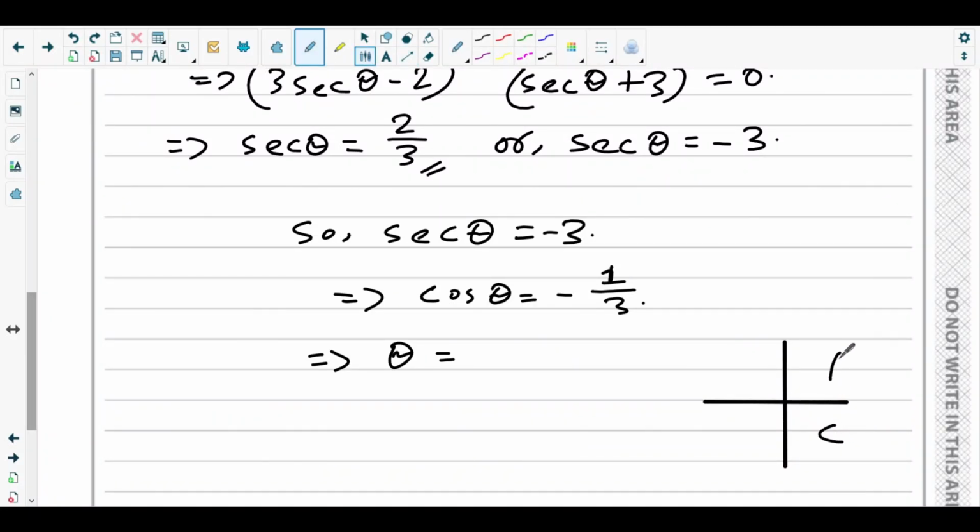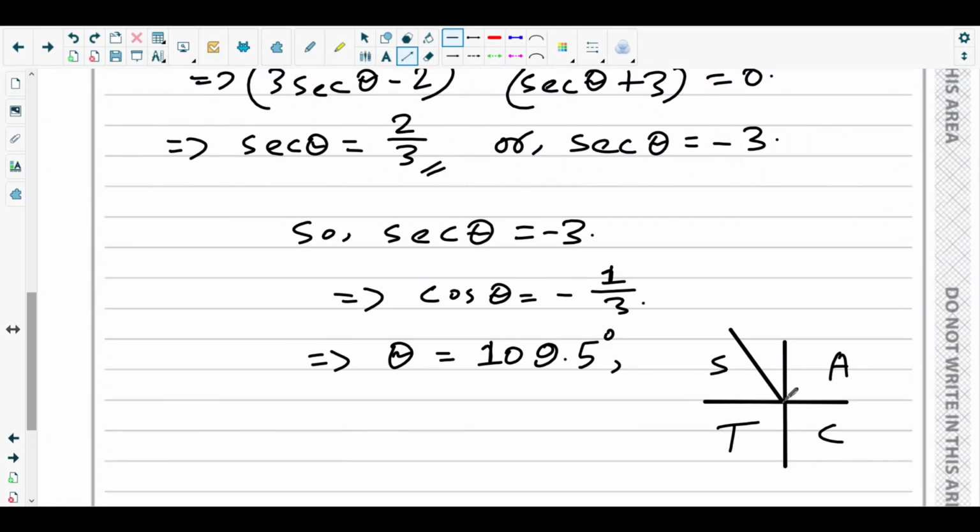Okay, here you go. This is the CAST diagram. So cos inverse of -1/3 gives you 109.5 degrees. This is in the second quadrant, where cos theta is negative. This is one possible value, and another possible value is in the third quadrant, because in the third quadrant only tan theta is positive. That means in the third quadrant cos theta will be negative.